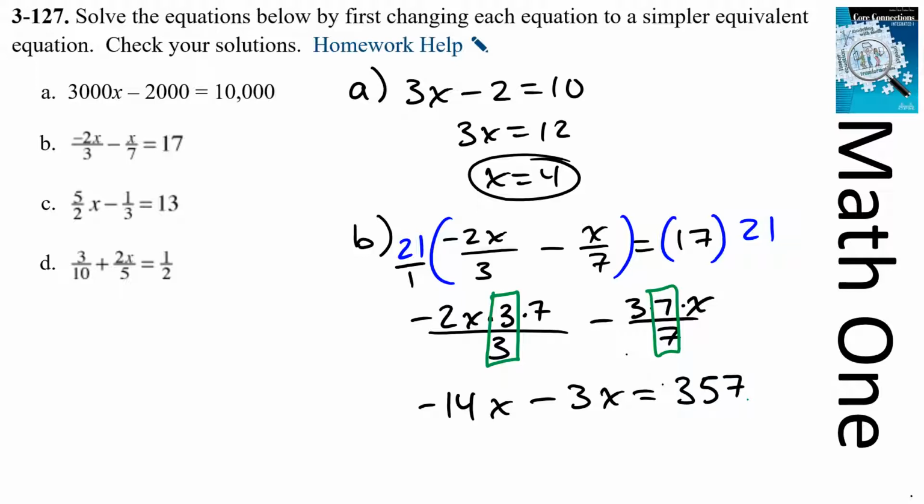And this is a total of, was it 17, so negative 17x equals 357. And yes, I'm typing this into a calculator, and I'm getting that x is the number negative 21. So again, I got that by multiplying both sides by 21 to clear the fractions.